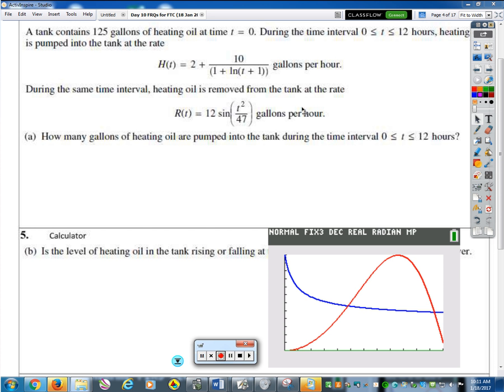So listen to the rhyme. If I integrate the rate at which oil is flowing into a tank, I'm going to find out how much oil flowed into the tank. Give me one or two if that feels good to you. If I integrate the rate at which oil flows into a tank, I can find out how much oil flowed into the tank. Two points for the room.